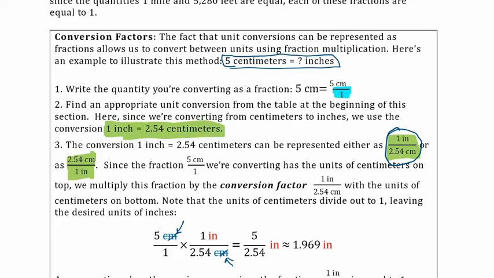So if I multiply straight across, remember that's how you multiply. 5 times 1 is 5. 1 times 2.54 is 2.54. Now all I have to do is 5 divided by 2.54 to figure out how many inches. All right, so we have our answer. 5 centimeters is approximately 1.969 inches.